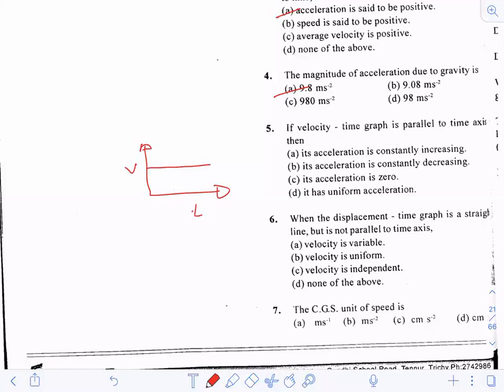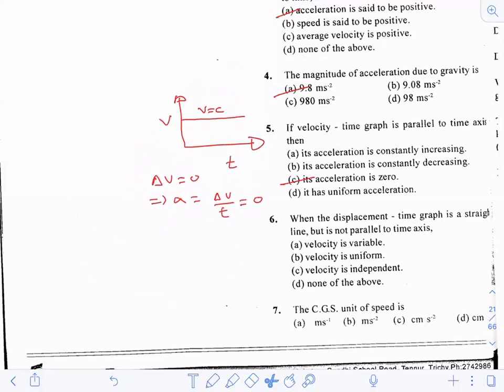Velocity is constant means what? Acceleration must be 0, because velocity is constant. So delta V becomes 0. So this implies acceleration is equal to delta V by T. This is 0 now. Okay, understood? This is for question number 5.